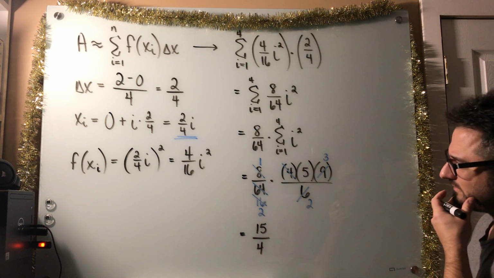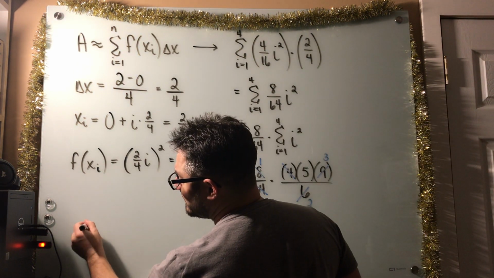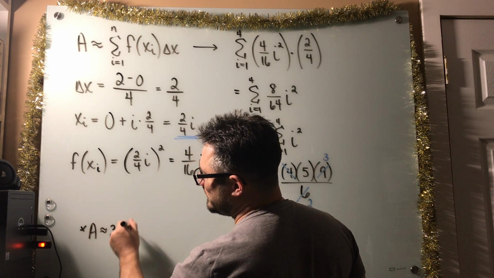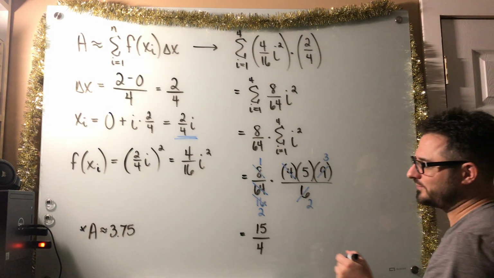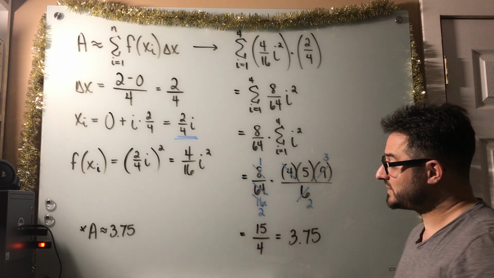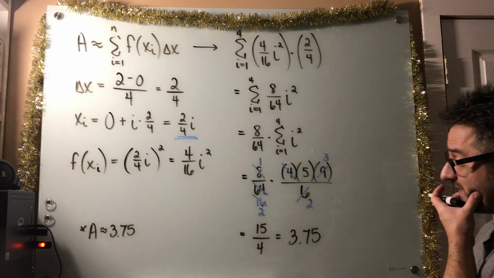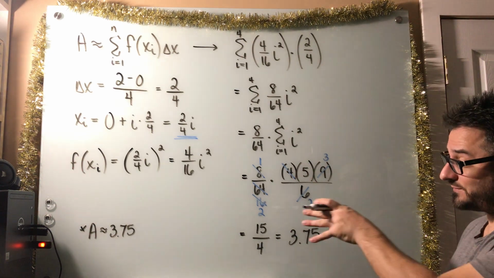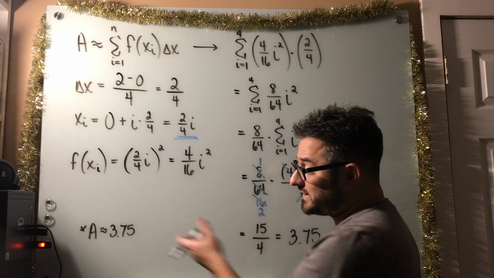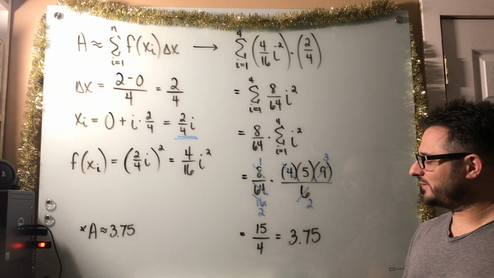Now, that doesn't look anything like the answer that we got originally when we did it manually. But perhaps that's because one of these is in decimal form and the other is in fraction form. If you actually divide 15 by 4, you do get 3.75. So that's pretty amazing. This procedure worked. It provided the correct answer that we got when we did it manually, one rectangle at a time.